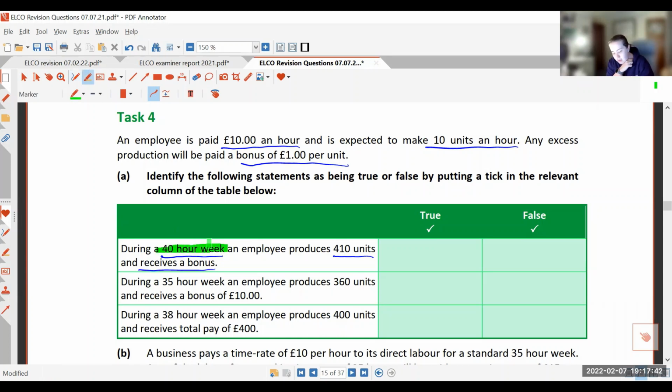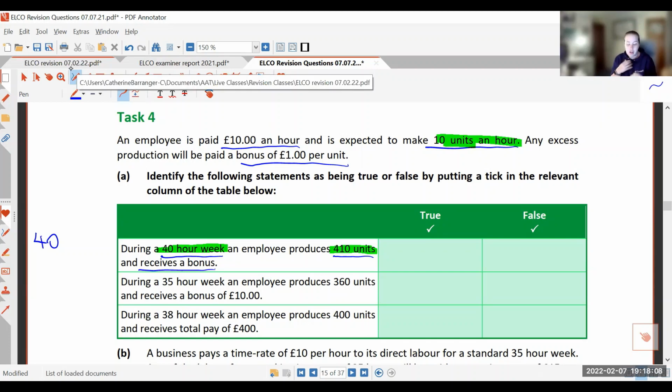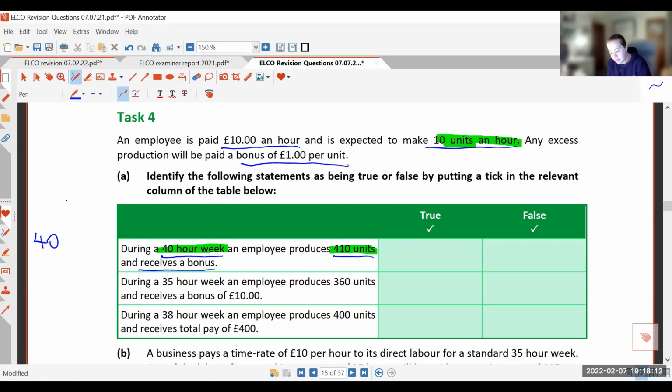We've got that, and how many units they have produced. And then I would be looking to see how many they should have produced and whether they are over or under that. Okay. So we've got a 40-hour week, and we know from the top here that they are expected to make 10 units an hour. So it's a nice, easy calculation to see how many units they should have produced over that week.